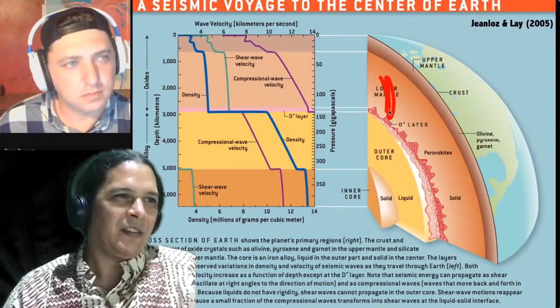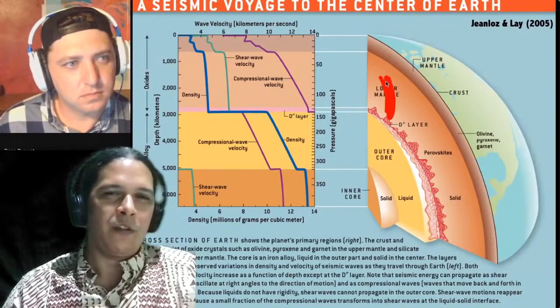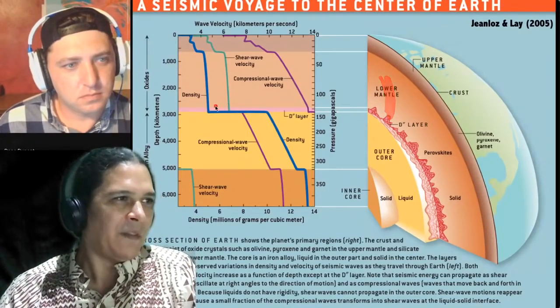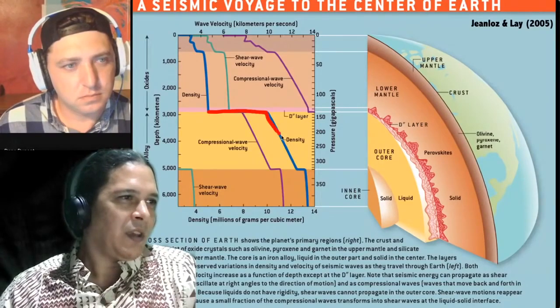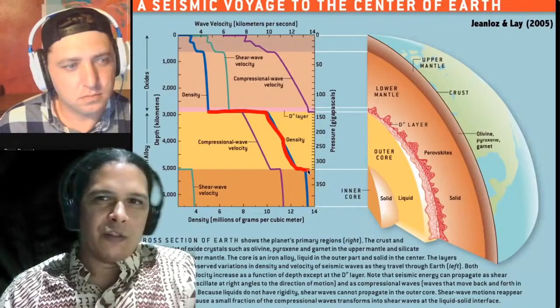They can't do it, right? It's 2 times denser. It's like trying to walk through a wall. It just can't happen, right? So that's, and then within the core, you see an increase, another jump.